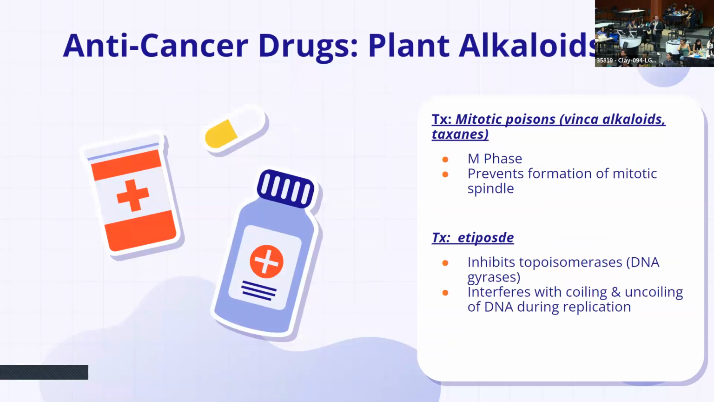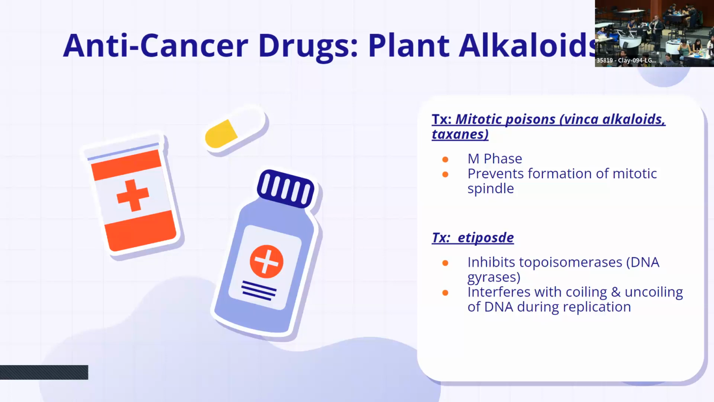The next ones are our plant alkaloids. So our plant alkaloids can include mitotic poisons, which are our vinca alkaloids and our taxanes. So these act in the M phase, and they prevent the formation of the mitotic spindle. And if you don't get that forming, it's obviously going to cause issues.